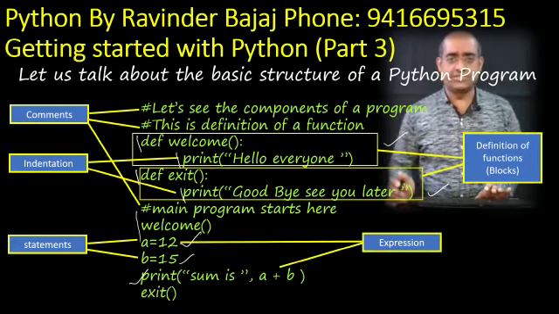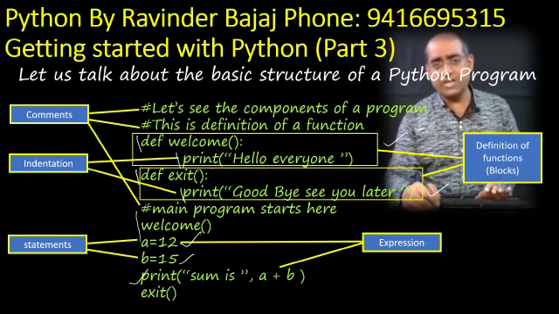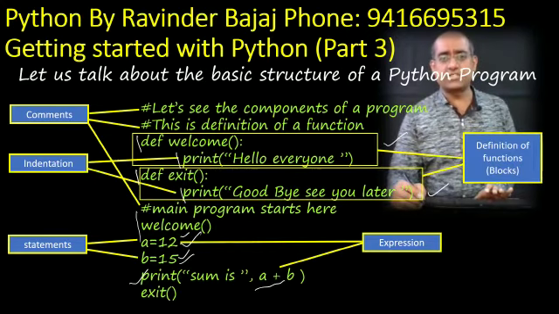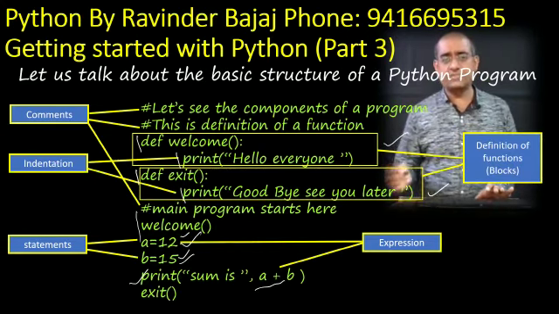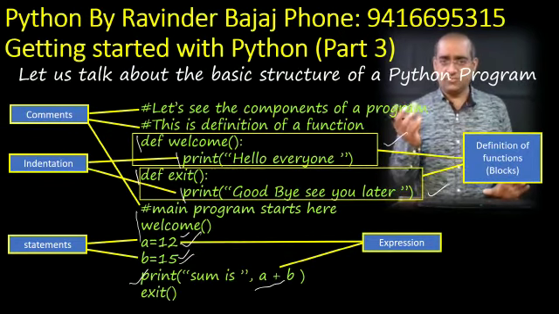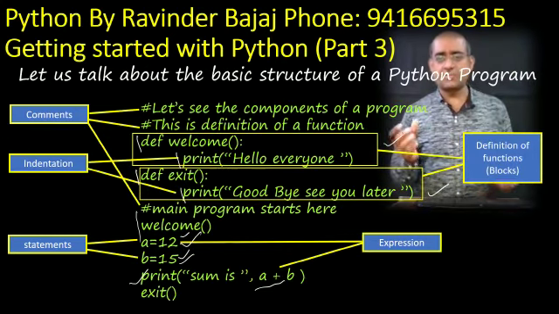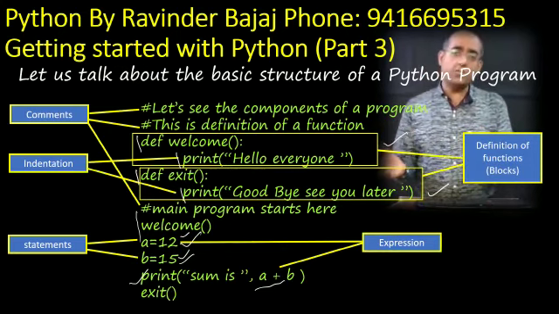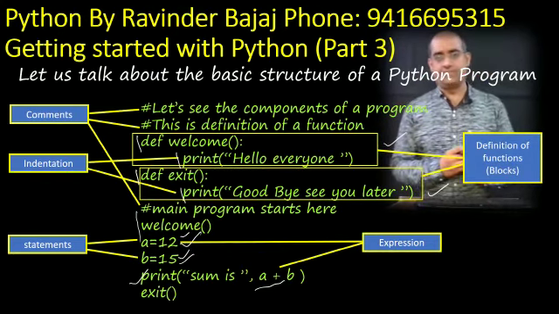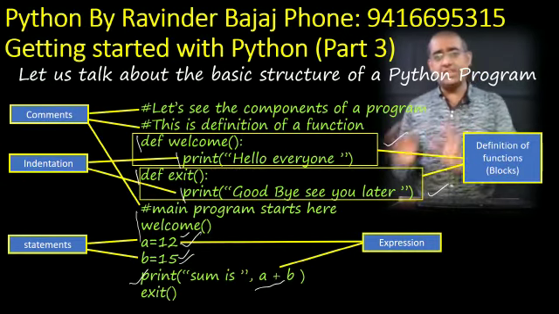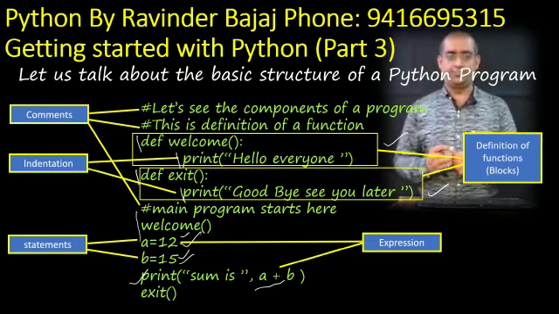These two are expressions. Expressions can be a value like 12 or 15, or they can be a complex expression like a plus b, a plus b plus c by 2. In this way, expressions are values, or some operators and operands which are going to give us some value after calculation. So expressions are of two types. One is a direct value and the second is where we get the value from.